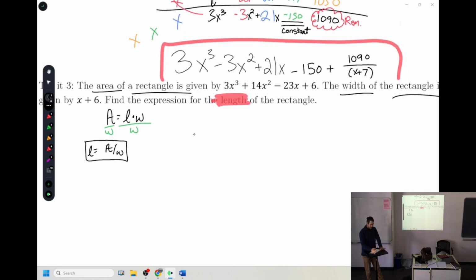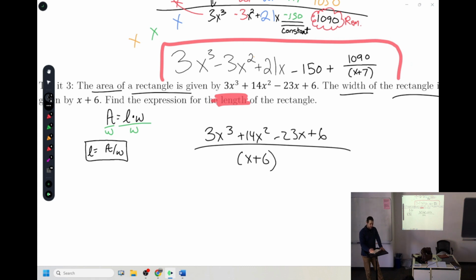So here, I'm going to write it out just to be cool. 3x3 plus 14x2 minus 23x plus 6, and then x plus 6. Good chance to point out if we're missing anything. If we're missing any A2s, or we're not. Okay. 3, whoops. Actually, I think we are missing one of these. You tell me.